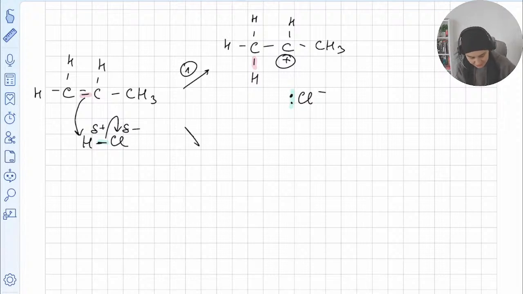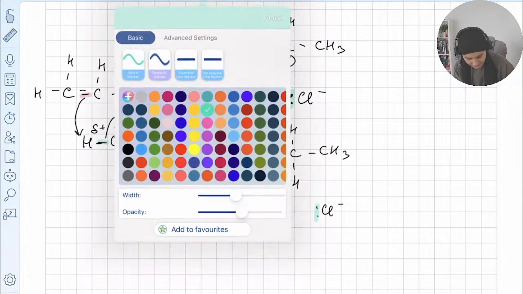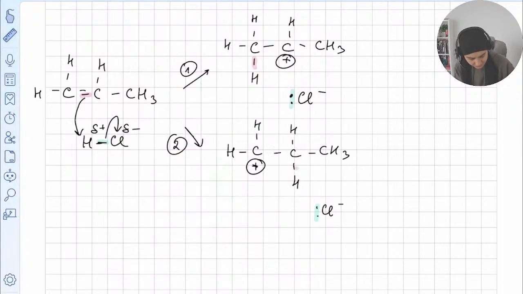Now the second possibility for this reaction is when I attach hydrogen to the second carbon. Again, breaking the double bond. Now H goes there, and this becomes a plus. Well, and Cl minus still leaves with its pair, and this bond is here. Remember to always start the arrow on the electron pair, right?